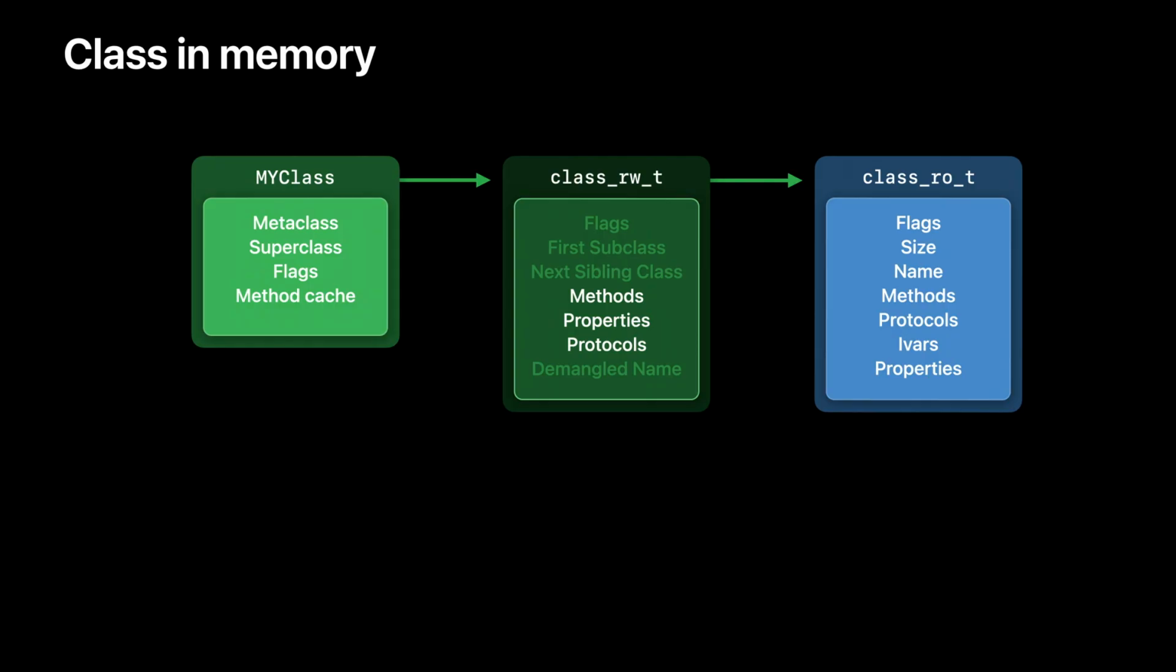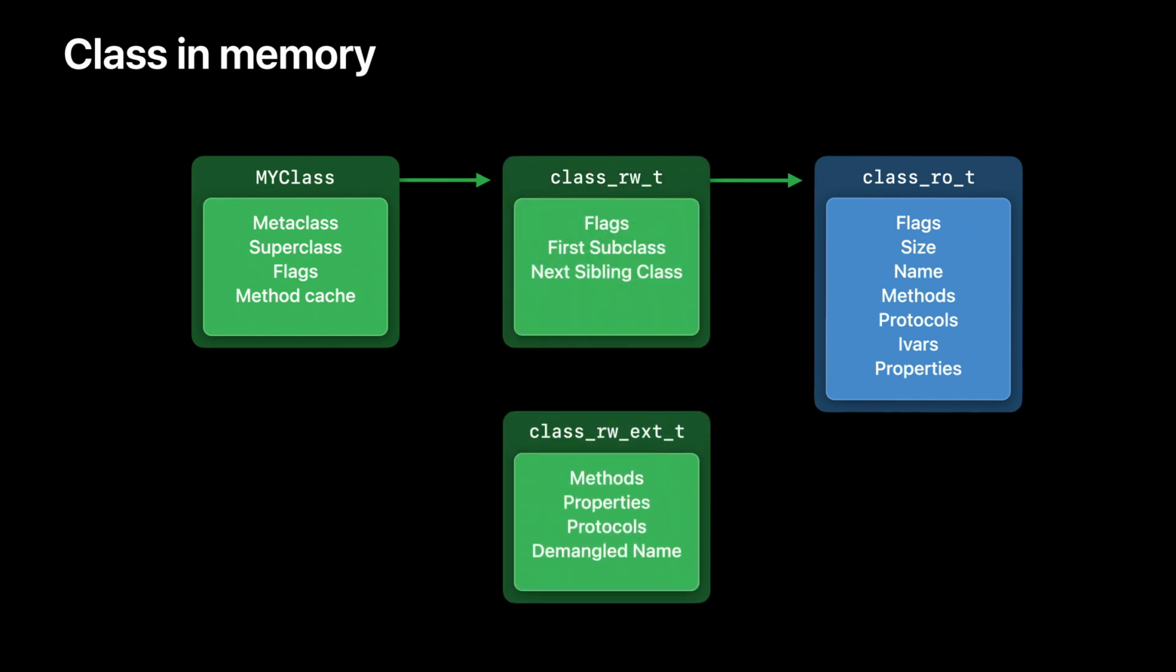But examining usage on real devices, we found that only around 10% of classes ever actually have their methods changed. And this demangled name field is only used by Swift classes, and it isn't even needed for Swift classes unless something asks for their Objective-C name. So we can split off the parts that aren't usually used, and this cuts the size of the class RW in half.